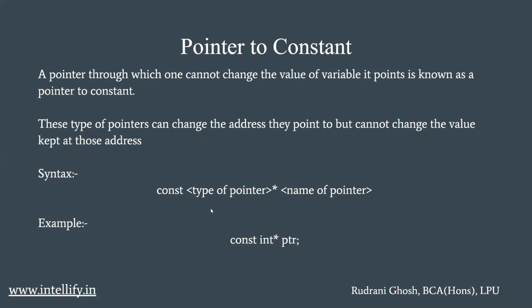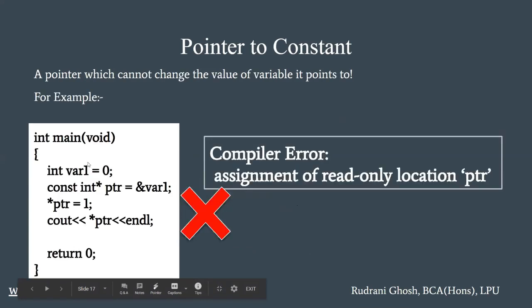इसका syntax है const data type of the pointer asterisk name of the pointer. Example const int asterisk ptr. In this program, there's this variable var1 जिसकी value 0 है. We declare a pointer to a constant जिसमें हमने address of var1 assign कर दी. अब जब हमने address of var1 assign कर दी, तो obviously once the memory is assigned, then even the value that is pointing to becomes 0 because initially var1 is 0.